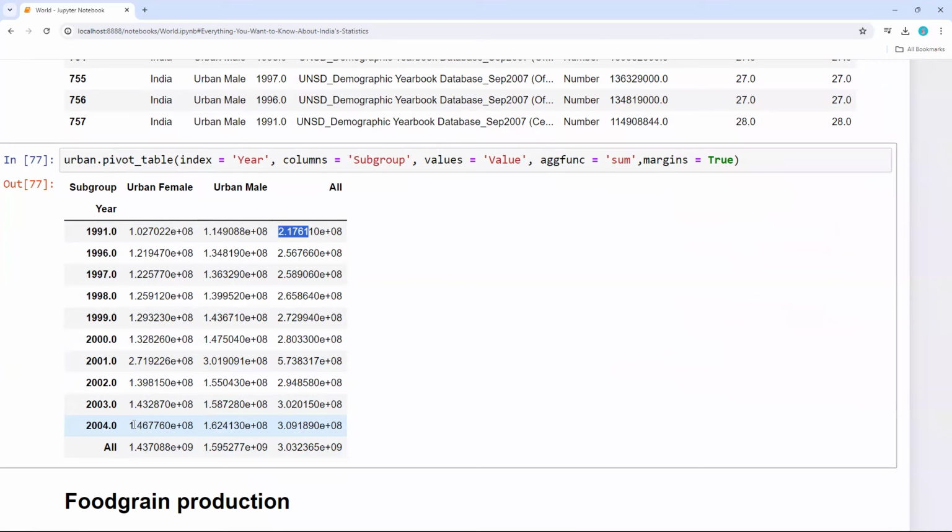So if I take the 2004 data, 1.46, it might have increased or doubled or tripled by 2024, but as of 2004, 1 crore 46 lakh people are living in urban cities, urban female, and urban male is 1.62. So it is aggregating to 3.3 crore, around 3 crore people. It has been doubled or tripled, I guess, in urban cities. This data is for 2004.